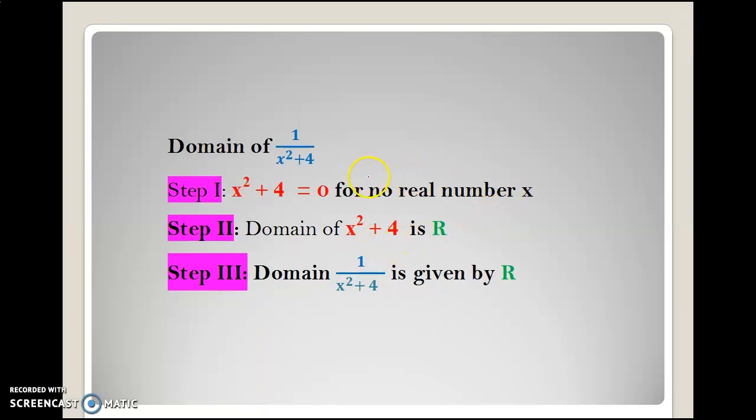For 1 upon x square plus 4, since x square plus 4 is never 0, as x square plus 4 equal to 0 has no real roots, therefore the domain of 1 upon x square plus 4 is all real numbers.